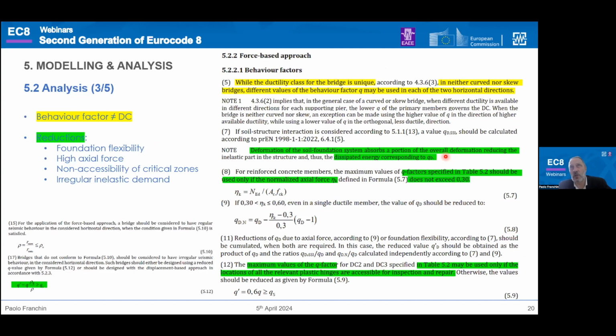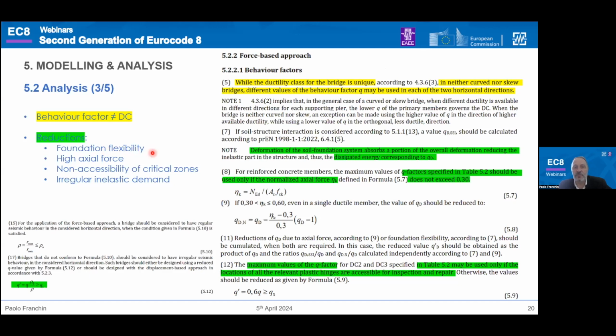when you consider soil structure interaction in your model, you should reduce the ductility related portion, because the deformation absorbed by the soil foundation systems reduces the ductility that can be used within the structure. So you cannot rely on it.